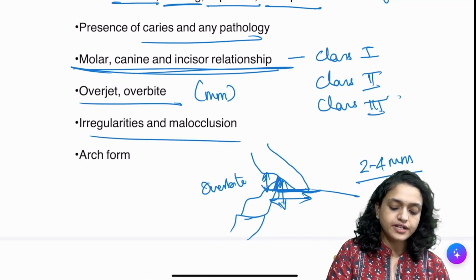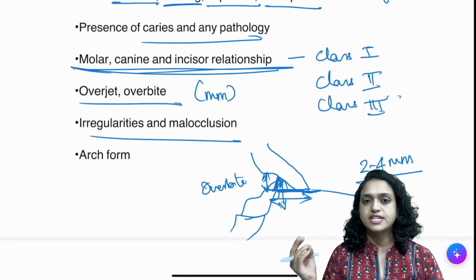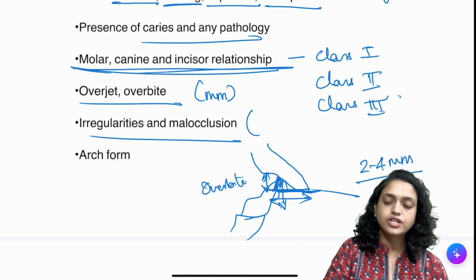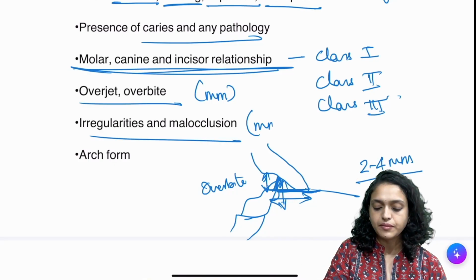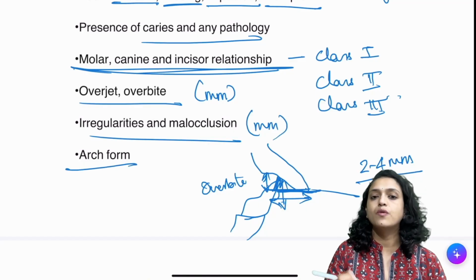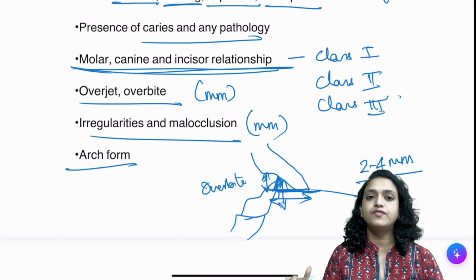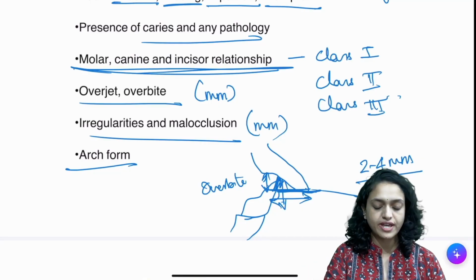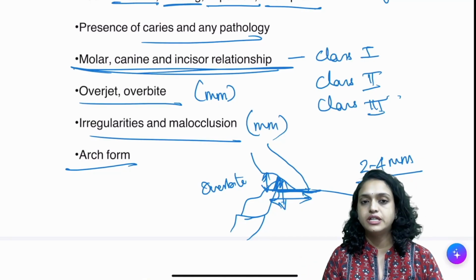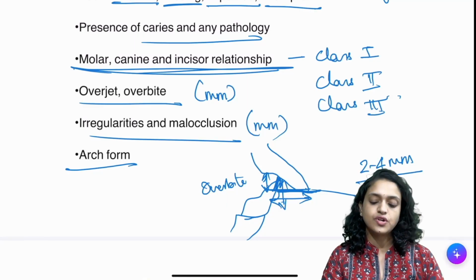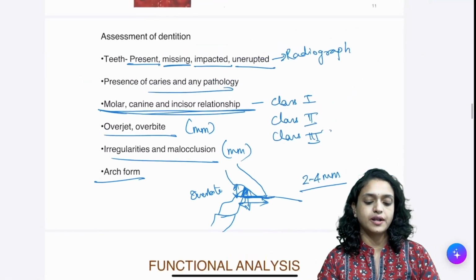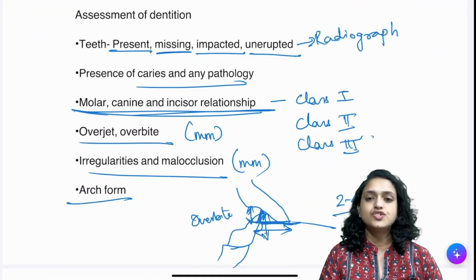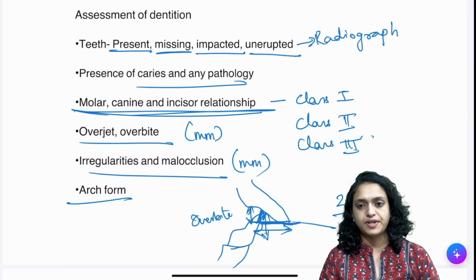And irregularities: if there is any crowding, if there is any spacing, you also have to mention the amount of crowding and spacing in millimeters. And arch form, how is the arch form? Is it U shaped, V shaped, or square shaped? Is the palate deep? All those things you need to isolate in the hard tissue assessment. So this is regarding the intraoral examination.